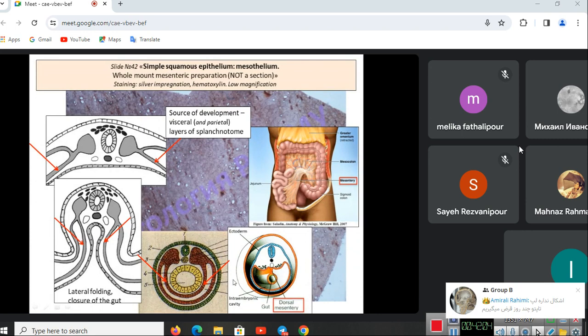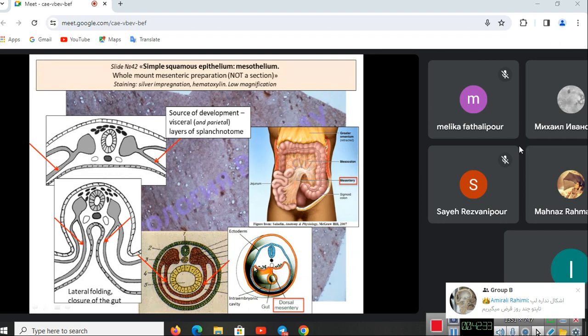And here, next stage of the same process. So this red line here shows the mesothelium. This is the intestine, its gut. Its epithelium is yellow in this picture. It is covered with mesothelium from the visceral layer of splanchnotome. Here is the body cavity, abdominal cavity, lined with mesothelium from the parietal layer of splanchnotome.